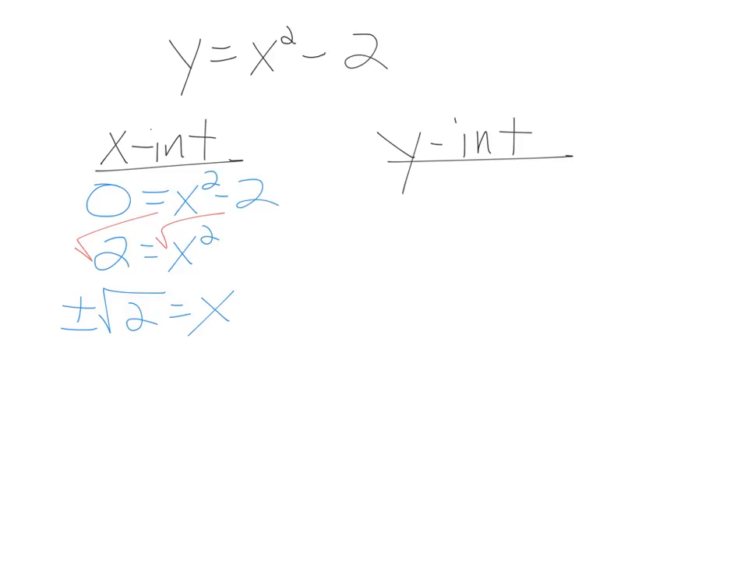So positive square root of 2 and negative square root of 2 are the 2 places it crosses the x-axis. For the y-intercept, you replace the x with a 0. Y equals 0 squared minus 2. Y equals negative 2. So we saw that when you go down 2, that's where it crosses the y-axis.